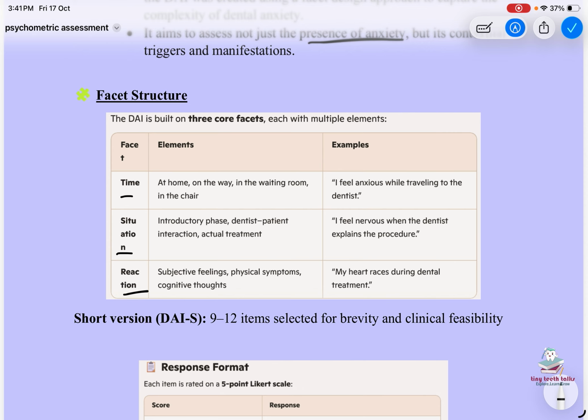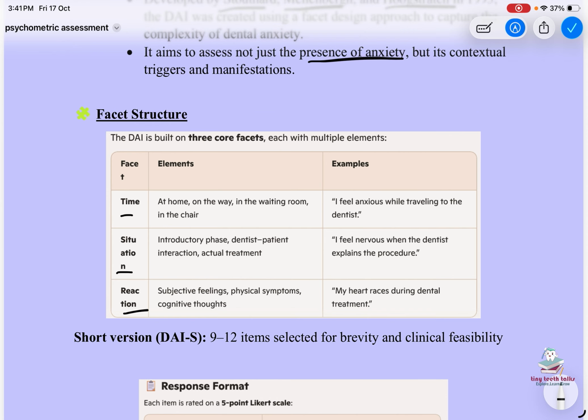For time, elements are at home, on the way, in the waiting room, in the chair. Example: I feel anxious while traveling to the dentist. So they have to agree or disagree on a scale of 1 to 5. Situation is the introductory phase, dentist-patient interaction, actual treatment. For example, I feel nervous when the dentist explains the procedure. Then reaction: subjective feelings, physical symptoms, cognitive thoughts, for example, my heart raced during the dental treatment.